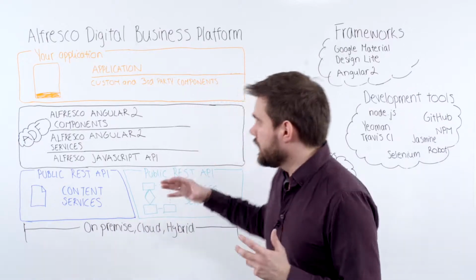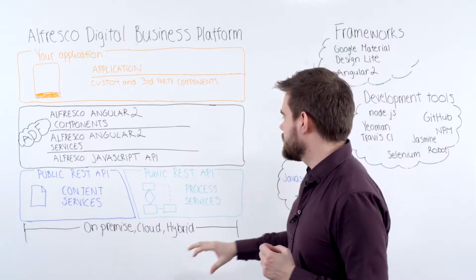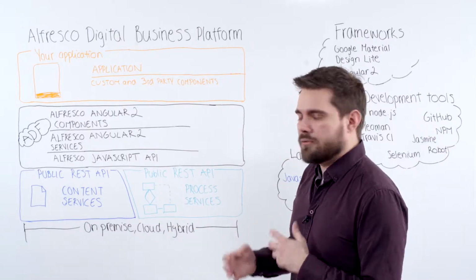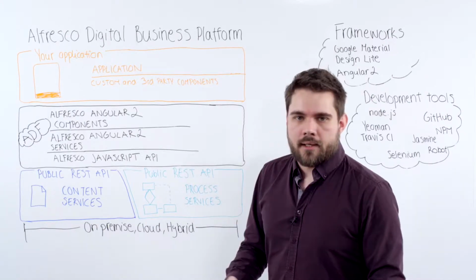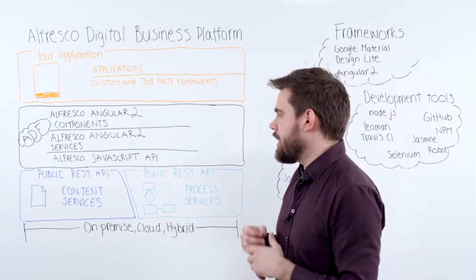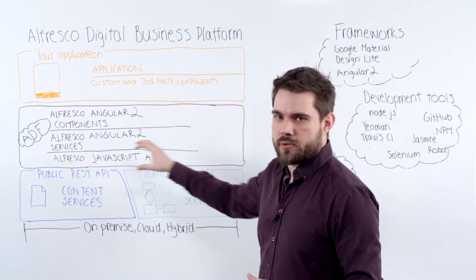So when we look at the stack here, the bottom things are the content services and the process services. And both of these have a great set of REST APIs that are public, consistent, well documented, and backwards compatible. So it just makes sense to have that as the main integration entry point.